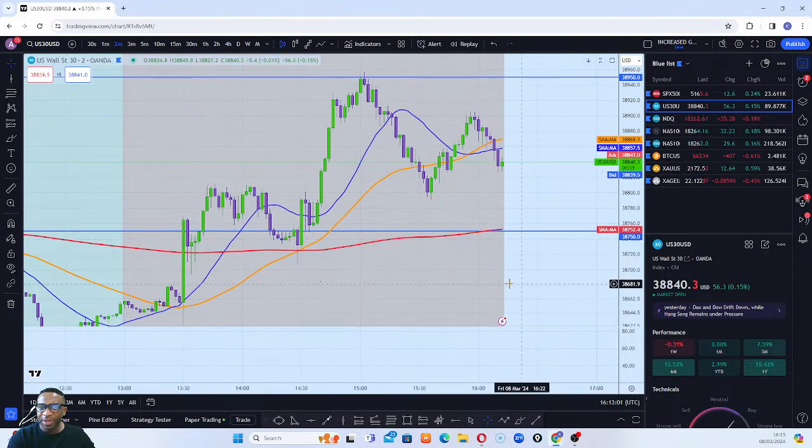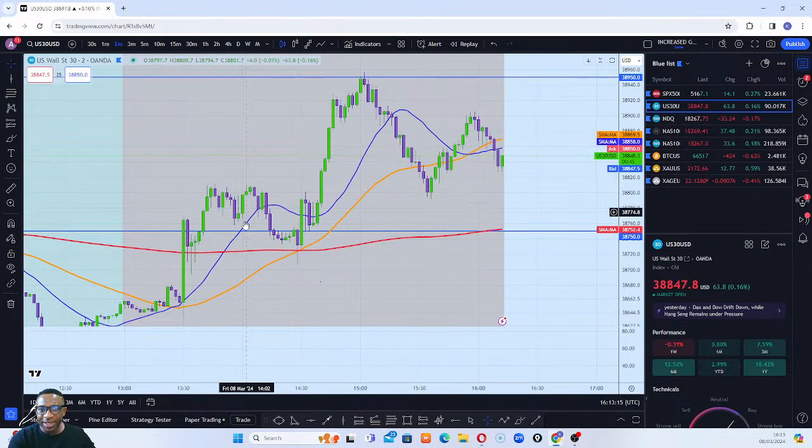So before this move began, from the 38750 key level. As I said, it's moved from one key level to another key level. So from this key level, which price halted here for some time, that's where the move began.